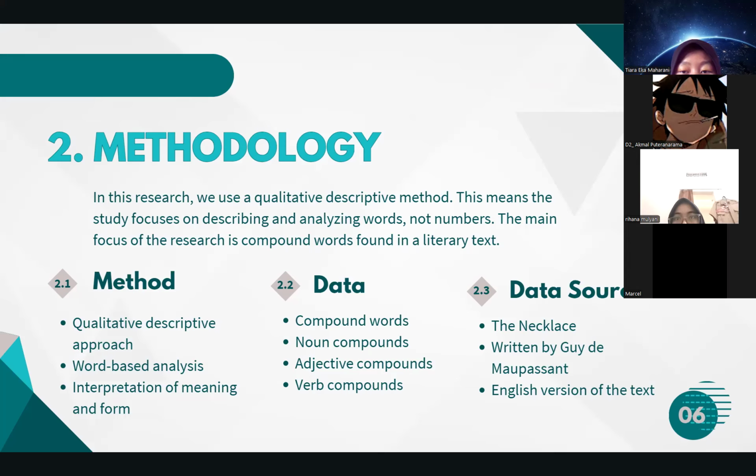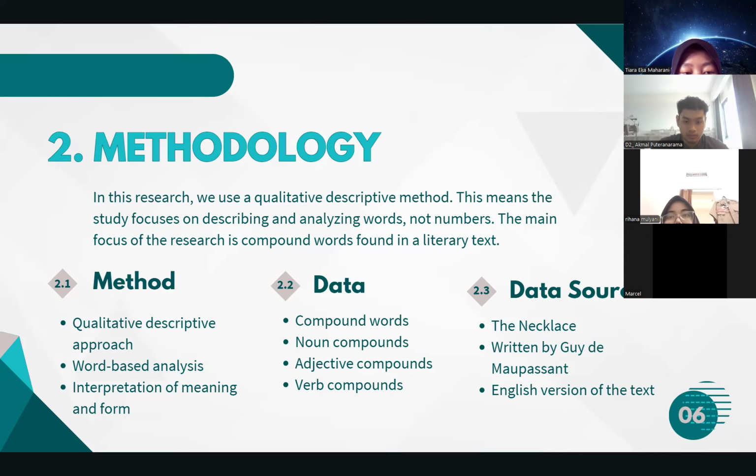Okay, next is the methodology. In this research, we use a qualitative descriptive method. This means the study focuses on describing and analyzing words, not numbers. The main focus of the research is compound words found in a literary text. First is the method. The qualitative descriptive method is chosen because the data are words from a short story. The analysis focuses on the form, meaning, and function of compound words rather than statistical measurements.